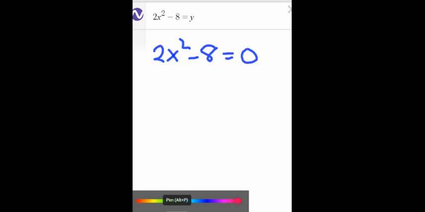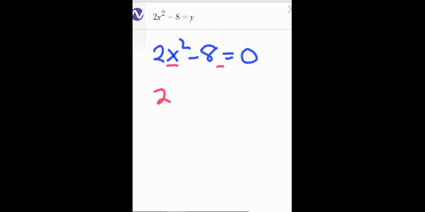Okay, now here, I hope you notice that we do have a greatest common factor. Our greatest common factor here is a 2, because 2 goes into 2 and 8. There is no variable common factor. The x is only here. There's no x here. So we're not concerned with the x.